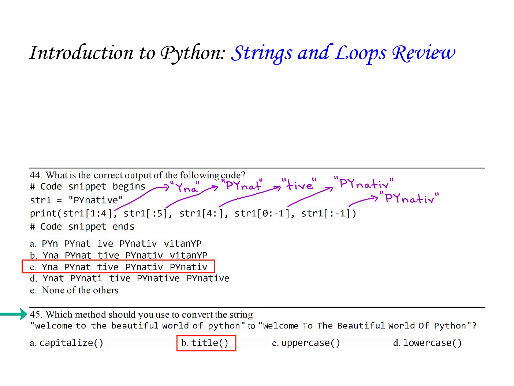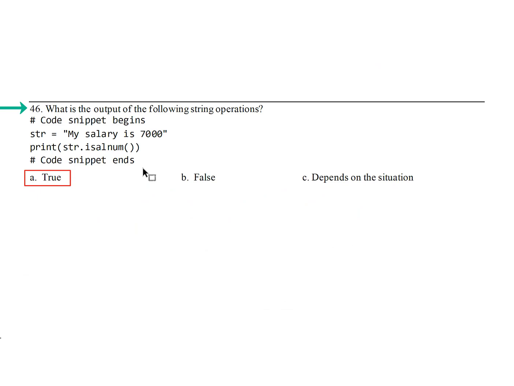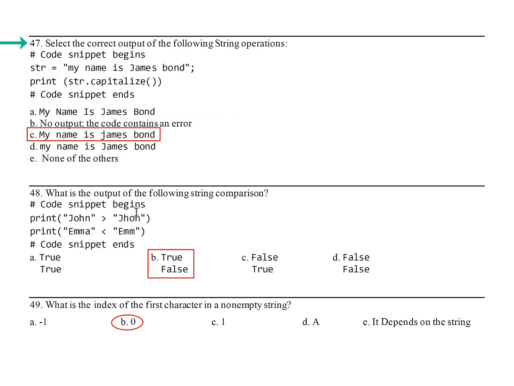Which method would you use to convert the string welcome to the beautiful world of Python to Welcome To The Beautiful World Of Python? The first letter of each word capped, and that's the title method, not the uppercase, which converts everything to uppercase. Lowercase converts everything to lowercase. Capitalized just capitalizes the first character W of the string. Is the string alphanumeric? Yes, it's all alphabetics or digits, so this is true. Select the correct output. Here we're using the capitalize method. It only capitalized the first character of the string. That is C. Capitalizes the first M.